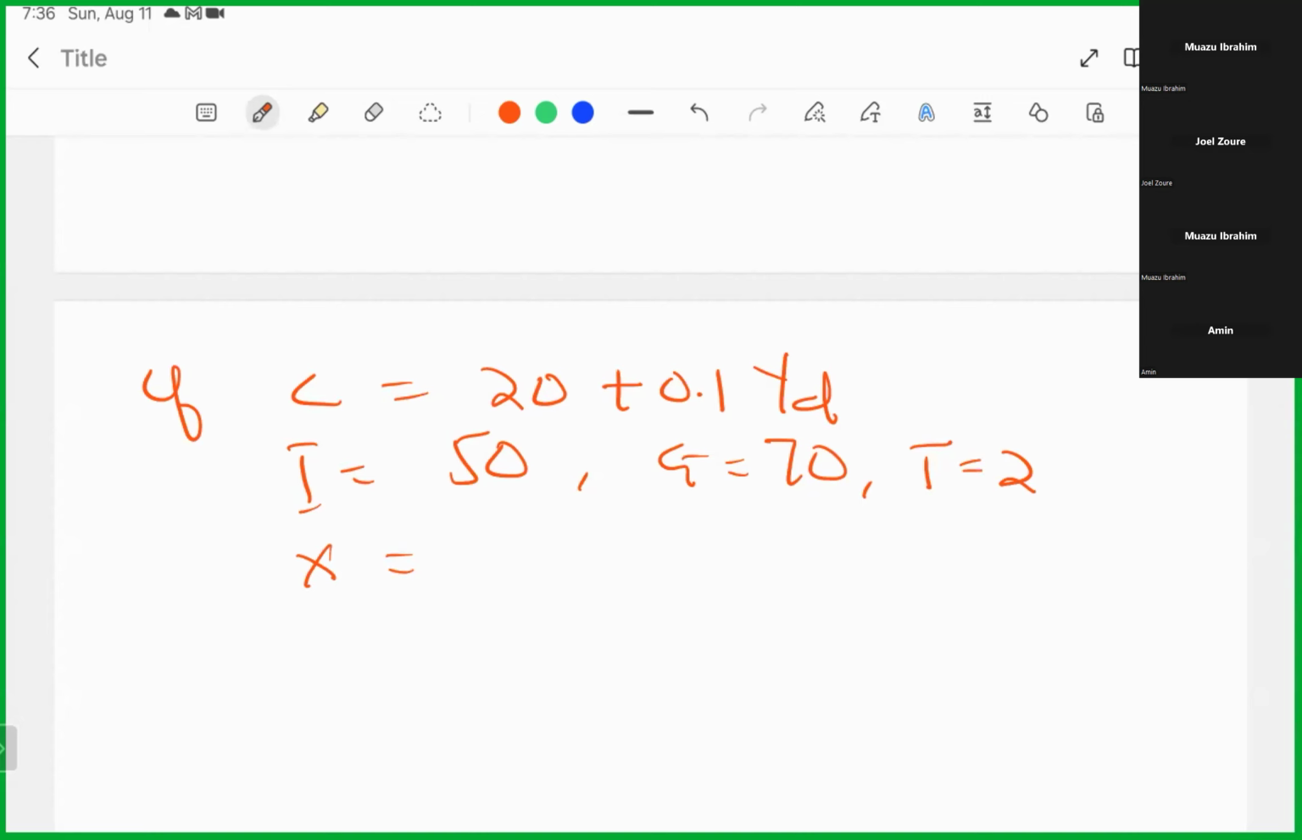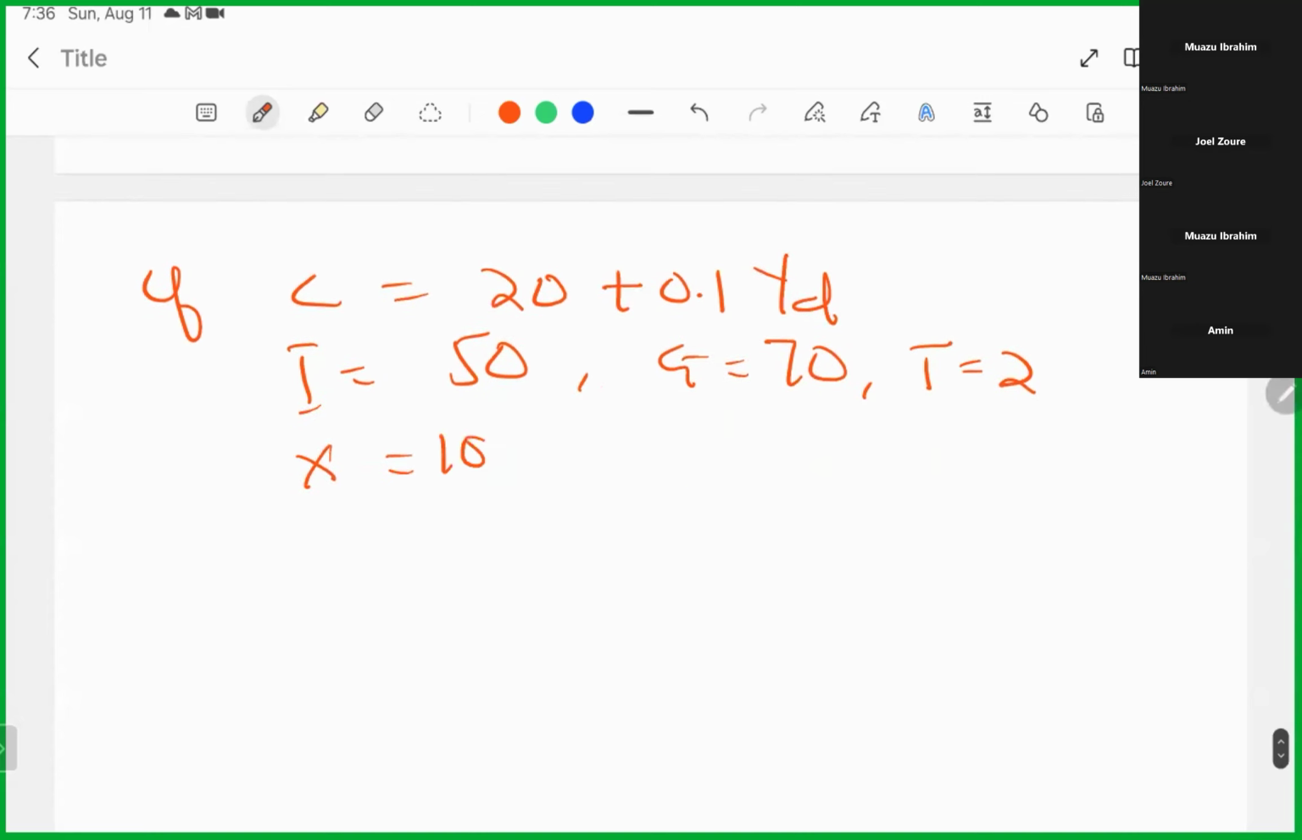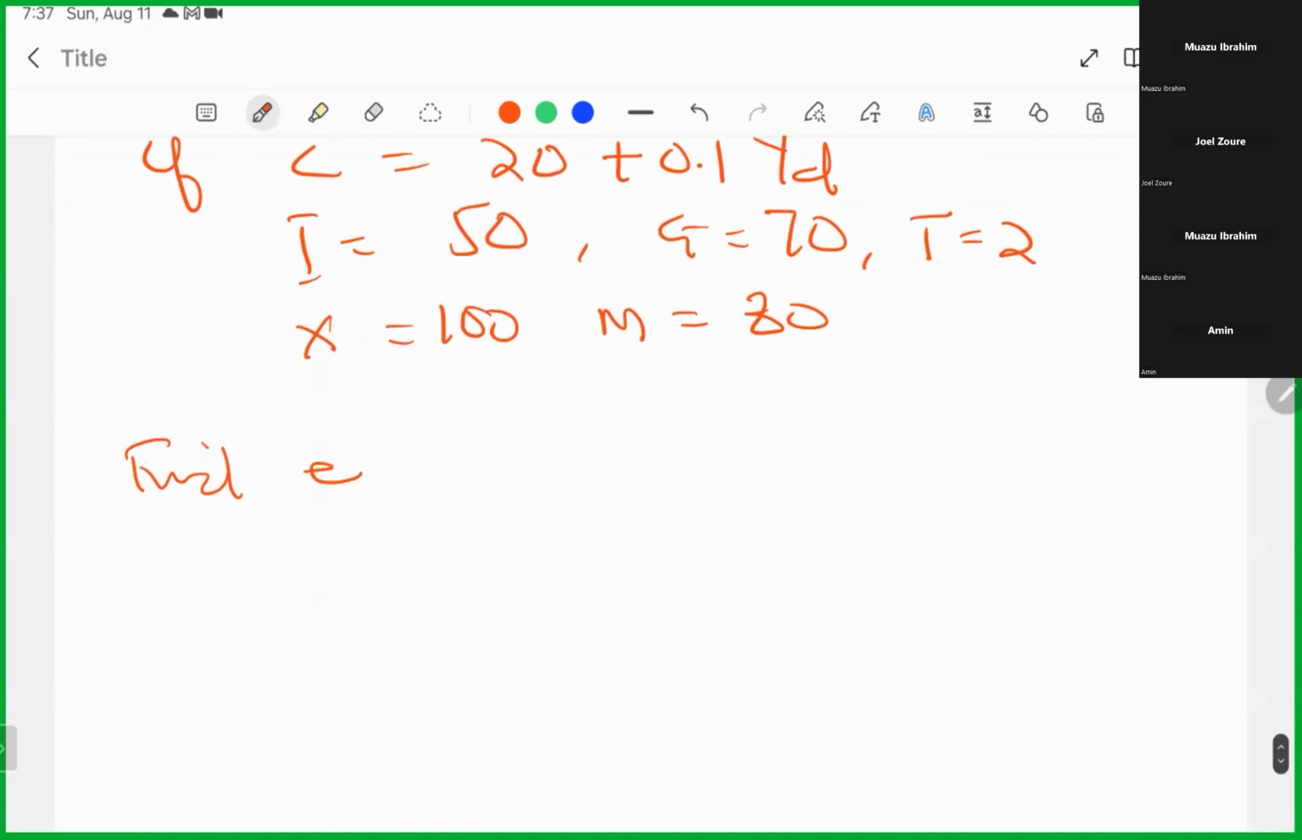Okay, so export is maybe say 100, import is 80. Are we together? Here I will ask you to find the equilibrium national income. Please note, equilibrium national income.